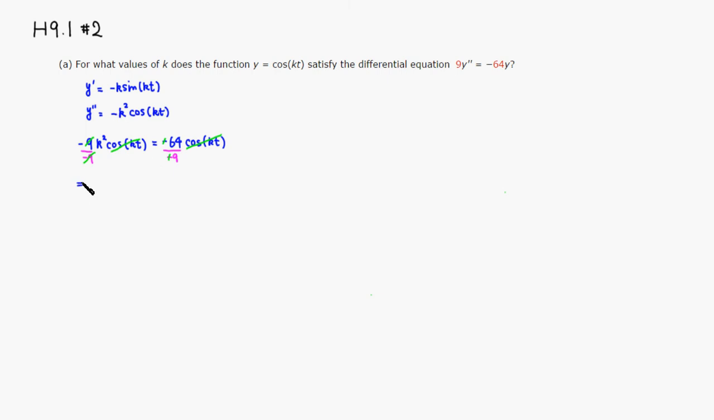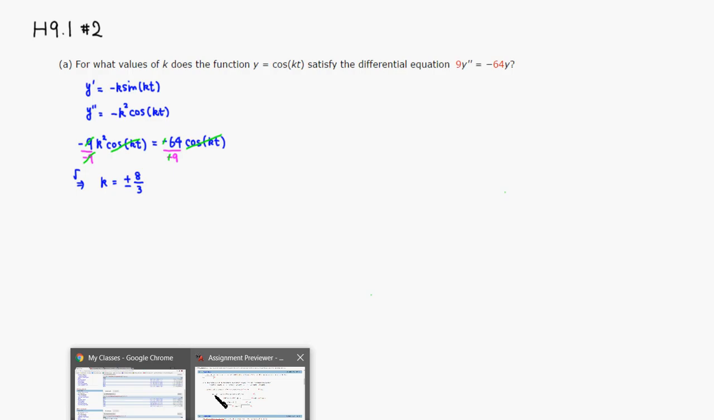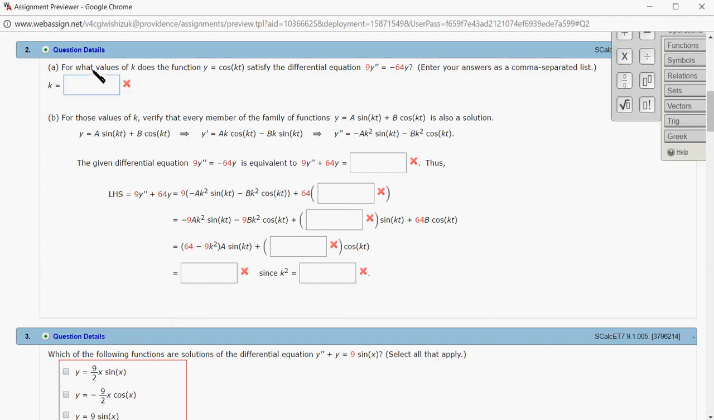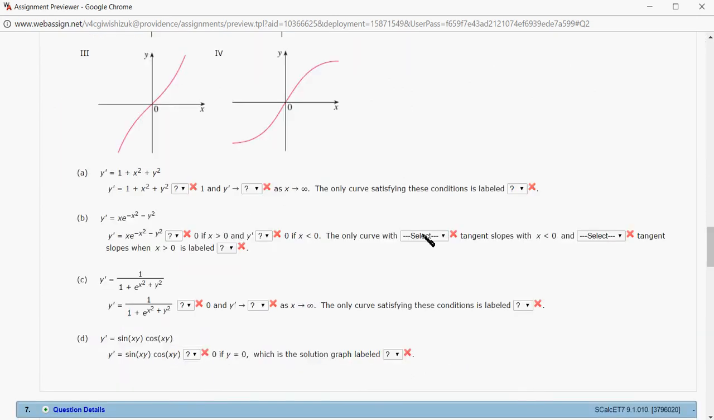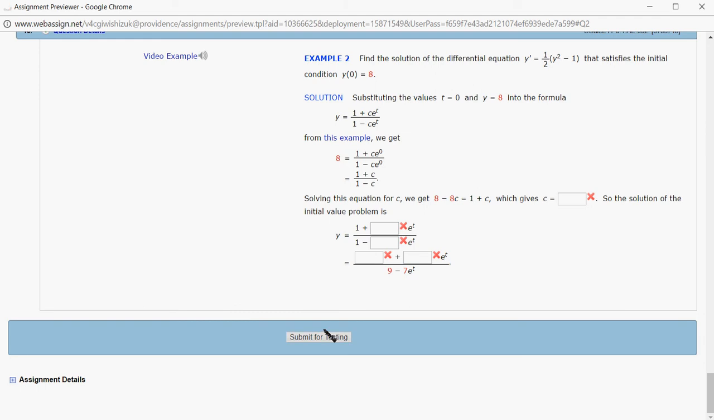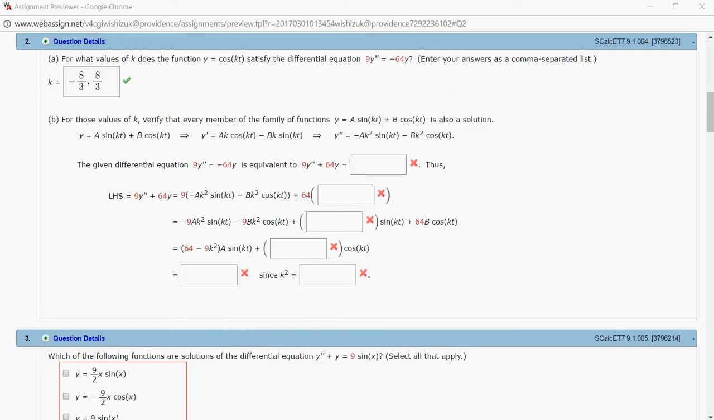If you take the square root of both sides, we get the k value is equal to plus or minus, the square root of 64 is 8, and the square root of 9 is 3. So it's plus or minus 8/3. Let's plug it in: negative 8/3, comma, positive 8/3. Let's check the answer. Submit for testing. We got part A correctly.